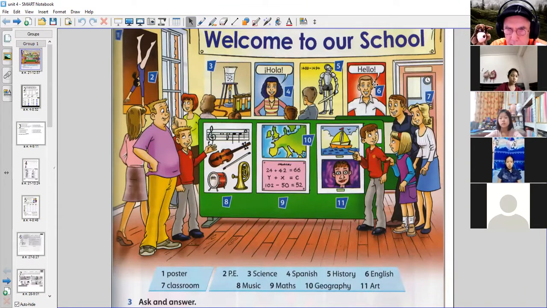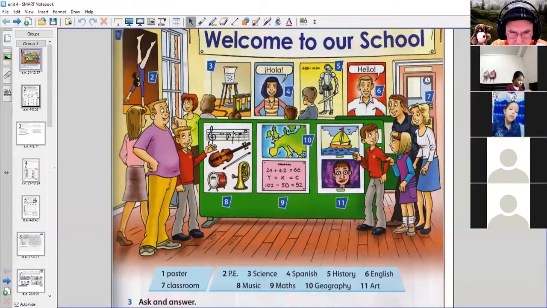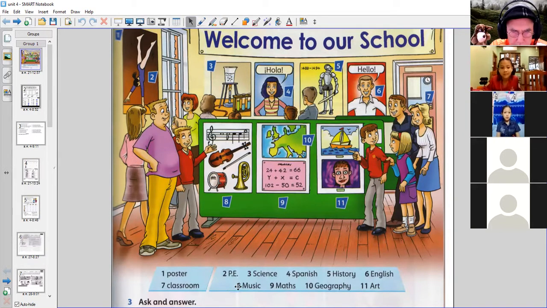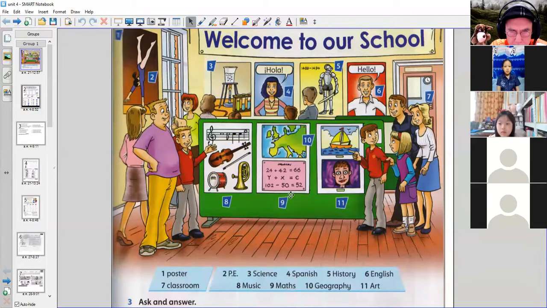Hello is English, a subject, English. Seven is the classroom, over there. It's just the classroom. Eight, music. Music lessons. Here you see music writing, and here you see a violin, a violin and a drum and this thing here. And nine, we have maths, short for mathematics. A subject. I was never very good at maths. And geography. I don't think you have geography in Thai, but in England we have geography. You learn about the world, the land and the sea and different countries and mountains and things. Geography is to learn about different parts of the world.